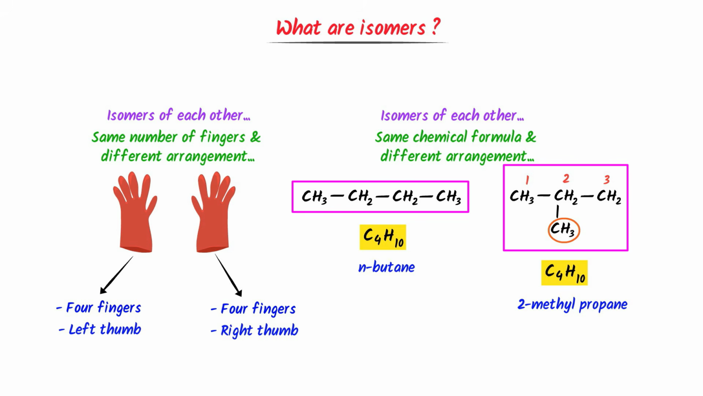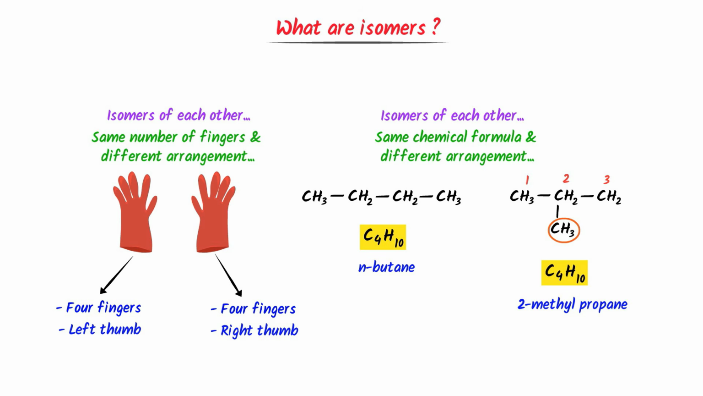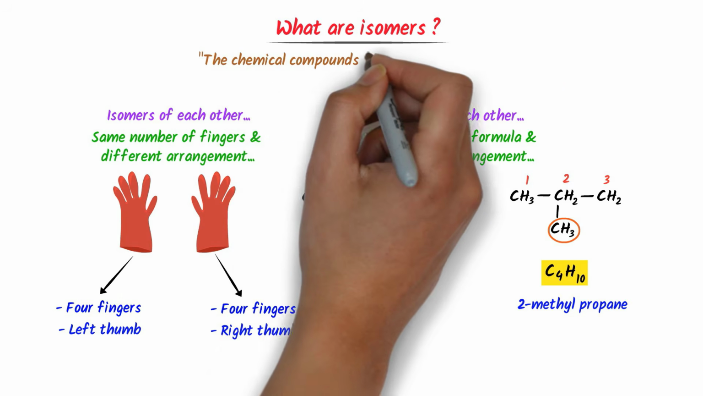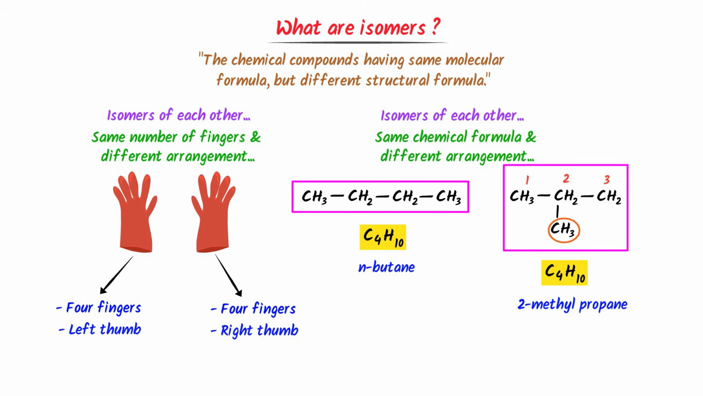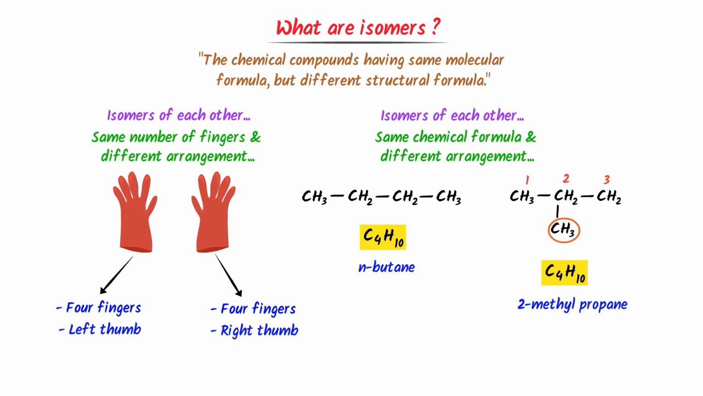Thus remember that these both compounds have same fingers or molecular formula but they have different structure formula or different arrangement. Therefore, we define isomers as the chemical compounds which have the same chemical formula but different structure formula are called isomers. For example, N-butane and 2-methylpropane are isomers of each other because they have same molecular formula but different structure or different arrangement. Thus note down this easy concept of isomers.